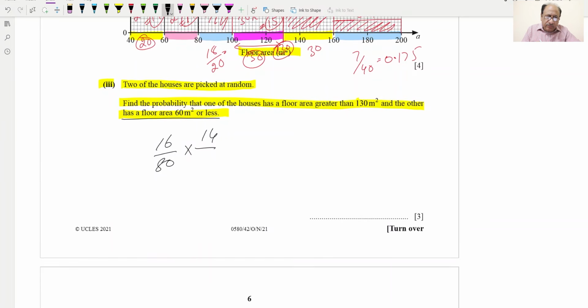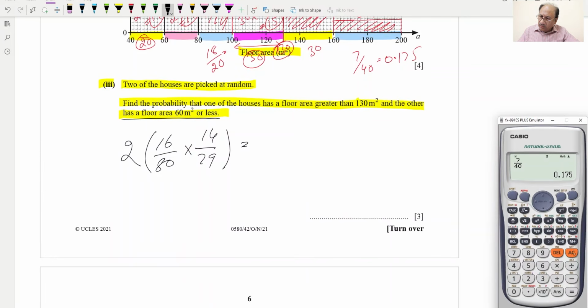So it will be 79, and it can be this option or the other option. First we are picking this, and the second one we are picking this one. So these can be the two options, or we can just multiply this by 2, double this, and this will be our answer.